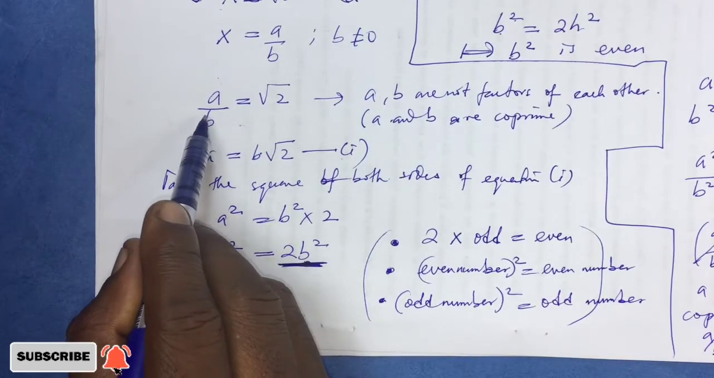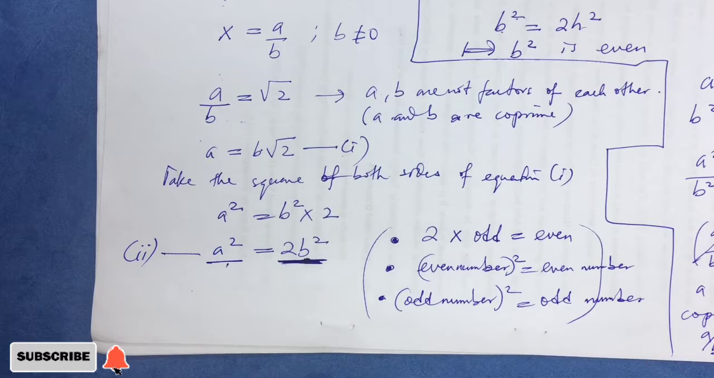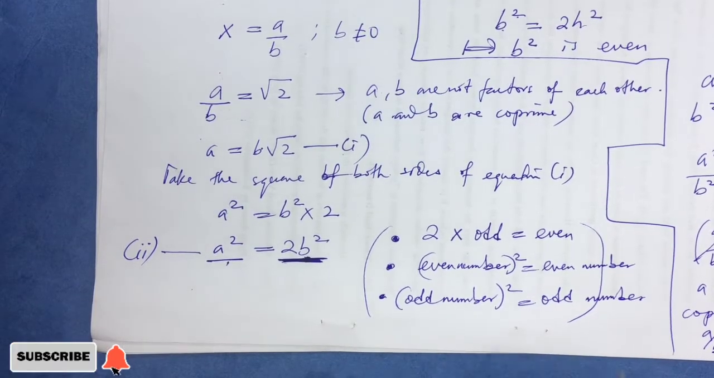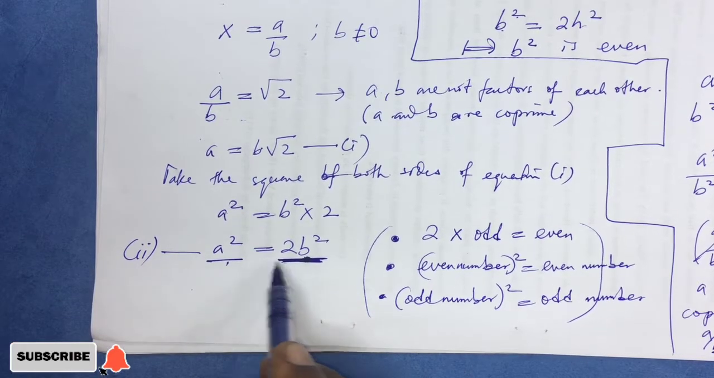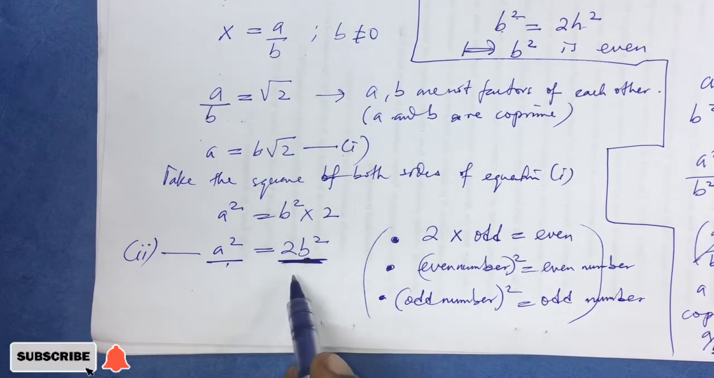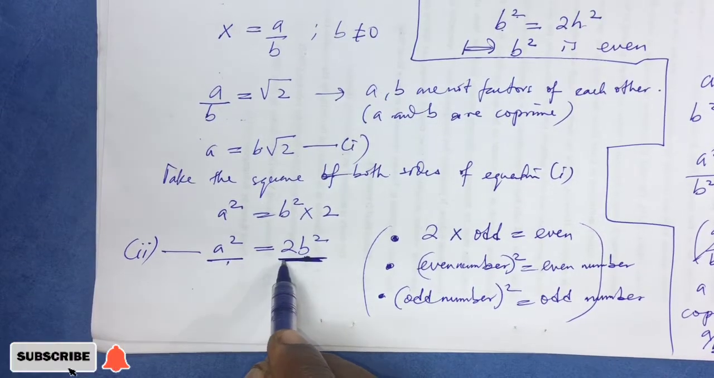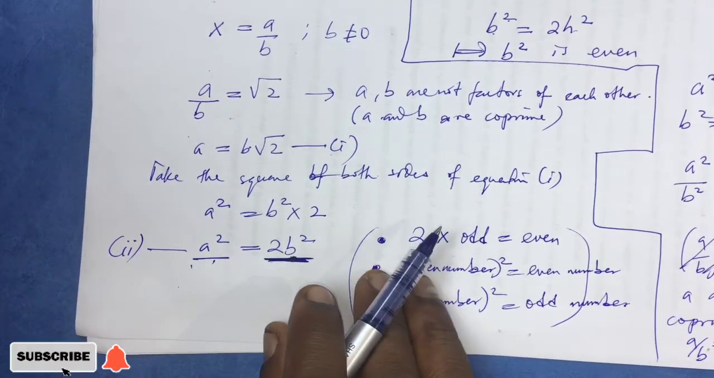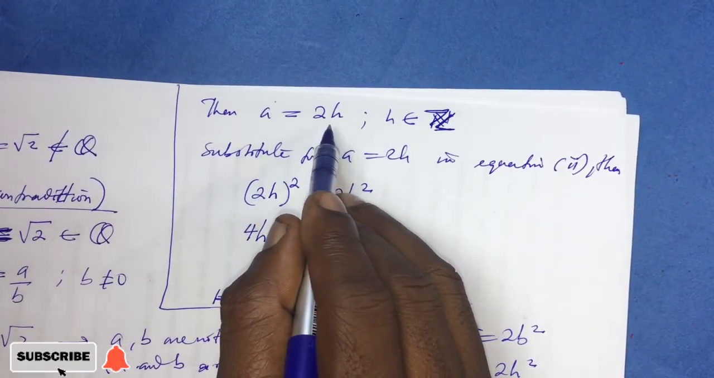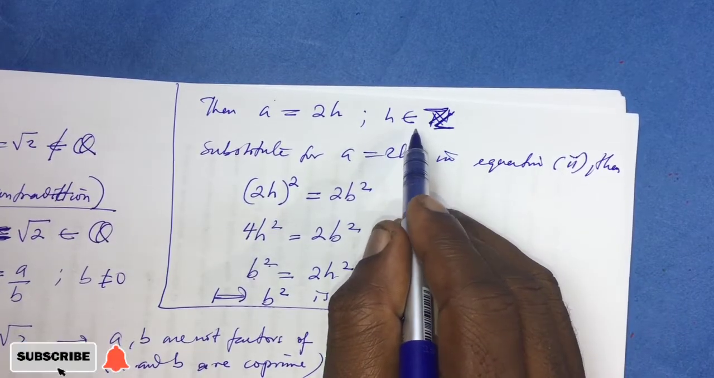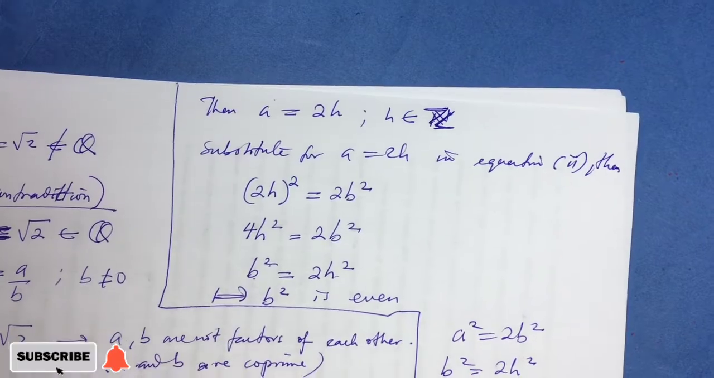But we had earlier assumed that these numbers were co-prime, most likely implying that both of them may be odd, or one could be odd and the other one could be even. Now, a squared gives you 2b squared. Because b squared is being multiplied by 2, it tells you that a squared is even. And if a is even, it means we can write a as 2 times h, where h is an integer.